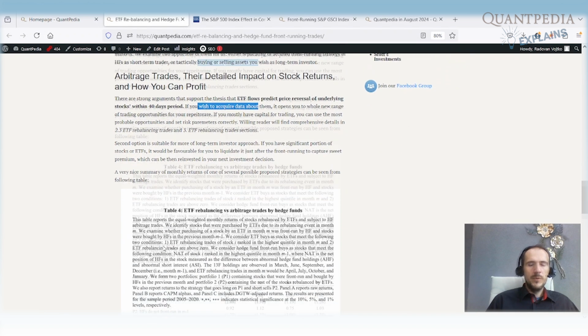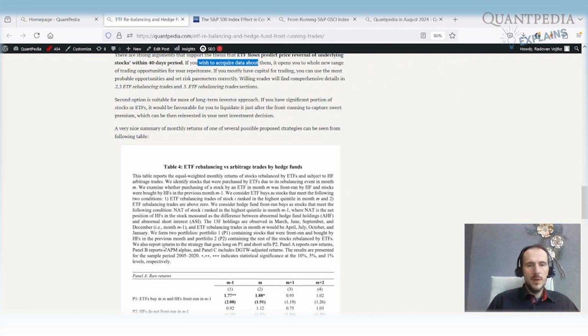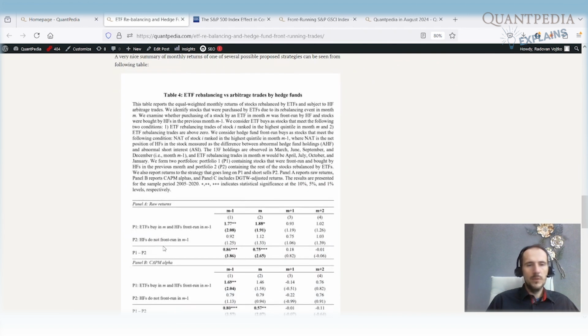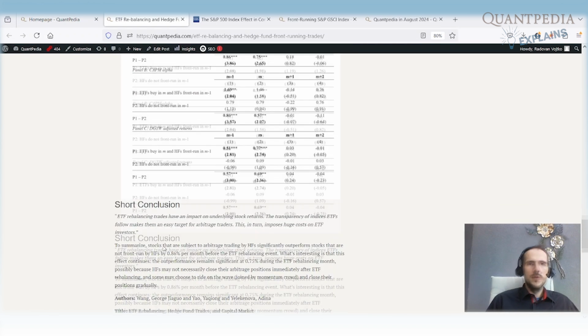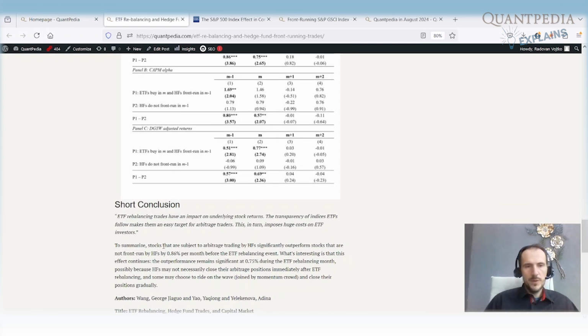The paper is quite fine and explains how it is possible to do that, and it calculates what the cost is for the ETFs that are front run. What the negative cost actually is, and what the plus or minus gain is for the hedge funds that are trying to do that.